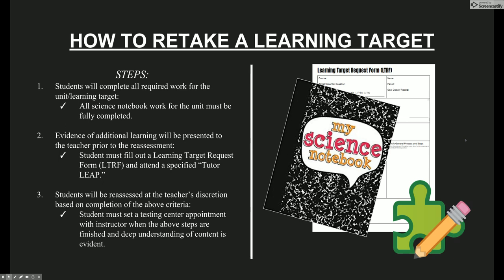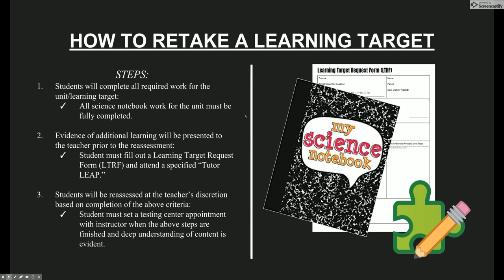Well, if you read the syllabus, there's a section in there that talks about how to retake a learning target. And there's really only three steps. The first step is basically all the science notebook work must be fully completed. A lot of students go into the test and haven't fully finished their notebook. Maybe there's some practice problems they didn't get to, or maybe they didn't take those notes. Well, that really hinders a person in doing well. So you gotta make sure that all of the science notebook work is done first.